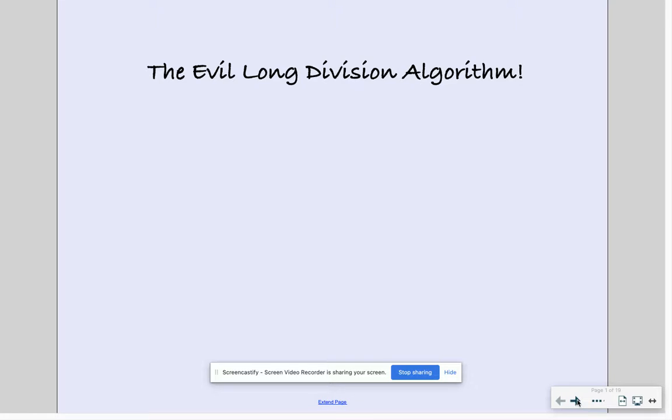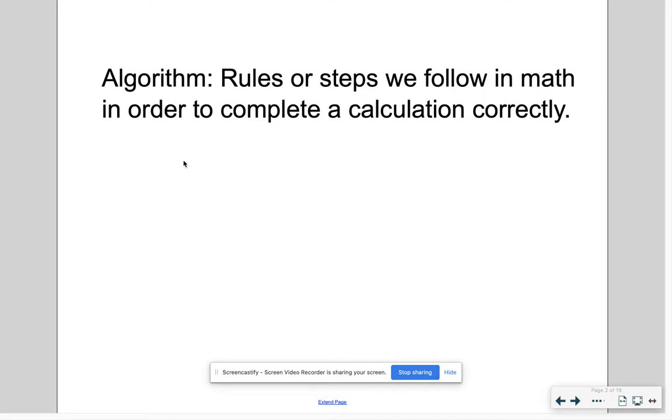So we're going to start with what an algorithm is. If you remember what we talked about in multiplication, we're talking about rules or steps we follow in math in order to complete a calculation correctly. So that's sort of what an algorithm is. It's basically a set of instructions. All right. So we're going to try and follow these instructions, see if we can get them done.